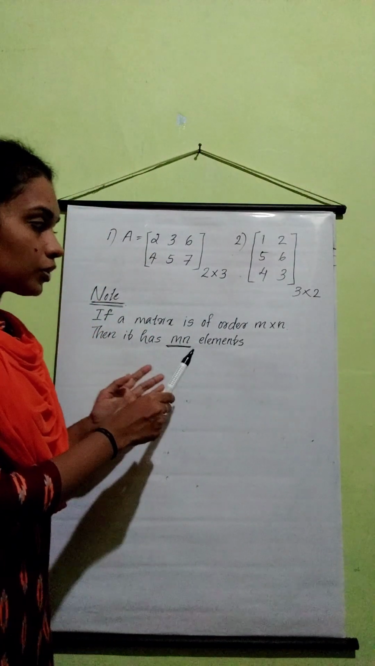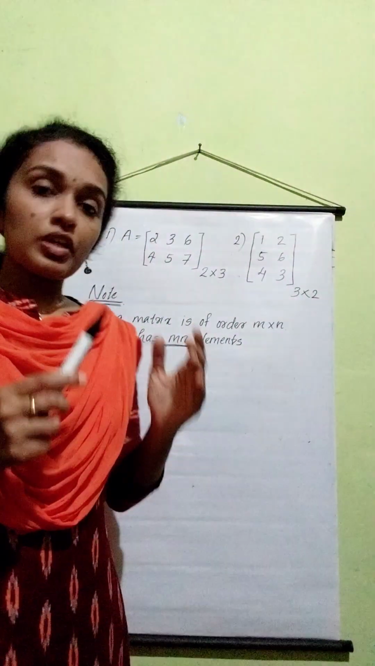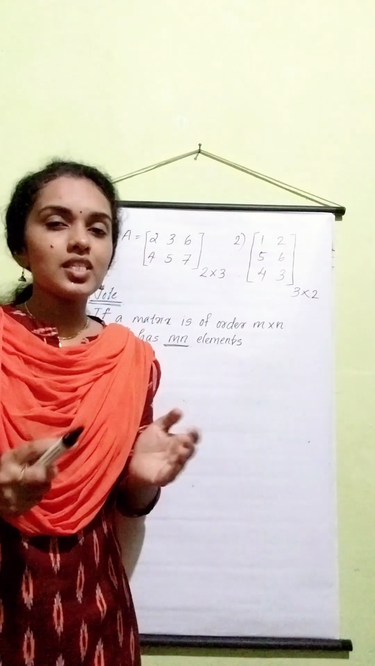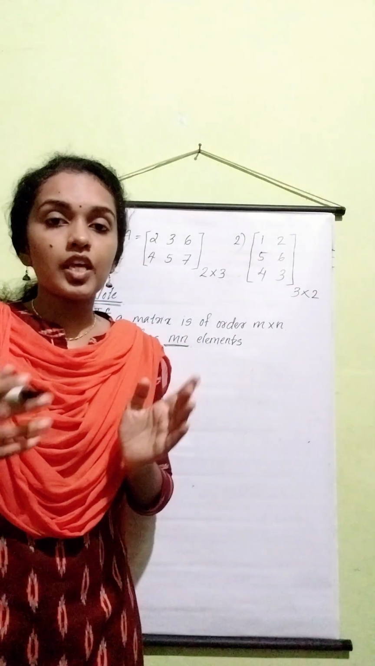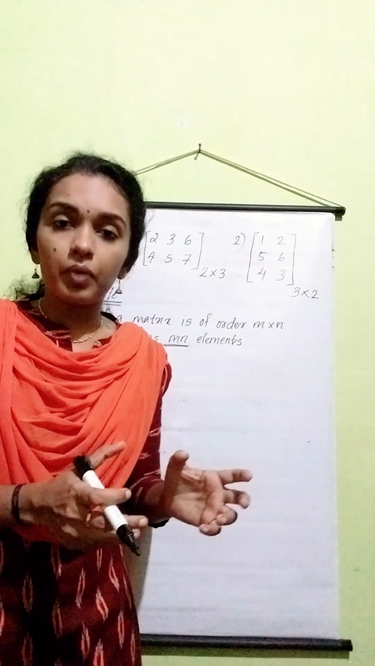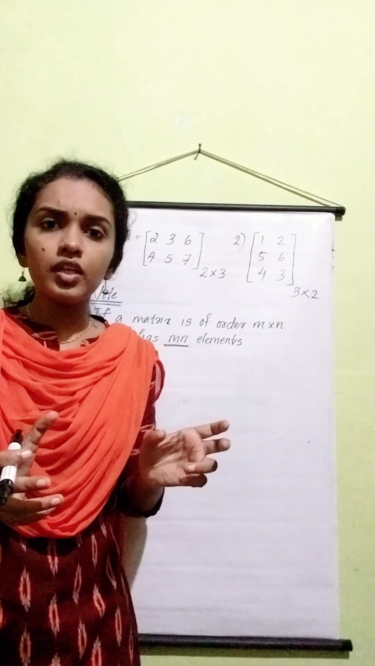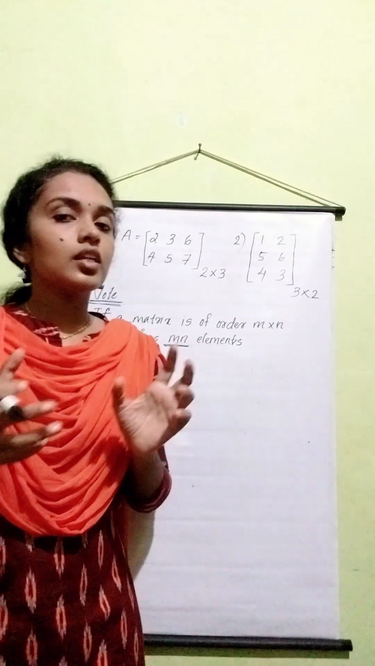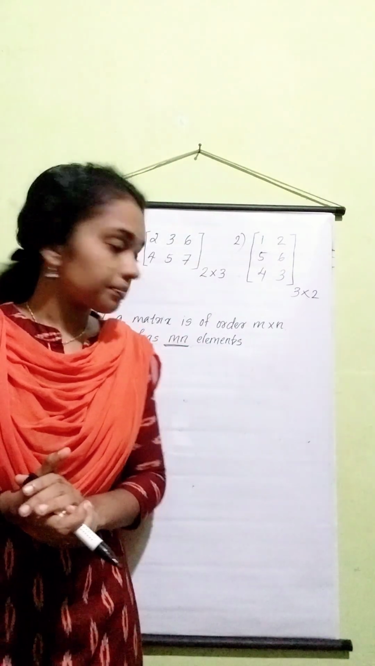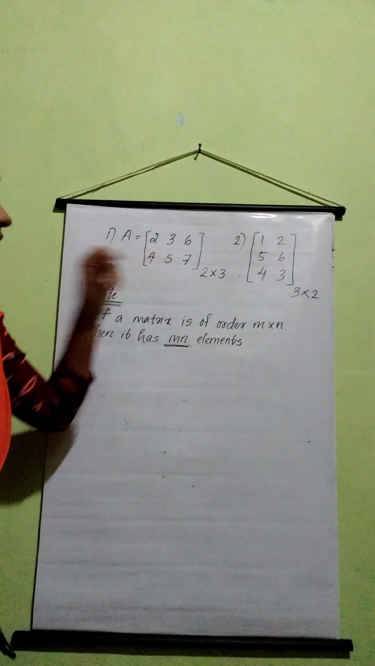So what is the relation between the order of a matrix and the number of elements of a matrix? If a matrix is of order m by n, it has mn elements, that means m multiplied by n elements. That means if a matrix is of order m by n, then the number of elements inside the matrix is the product of the number of rows and number of columns. Clear?